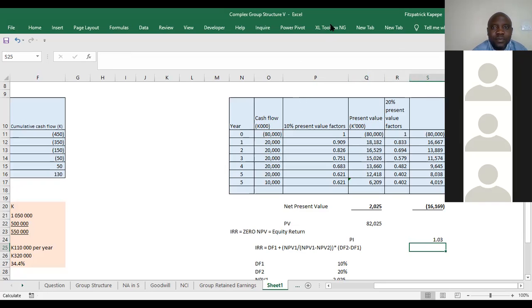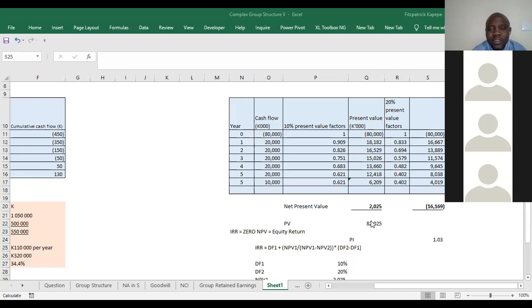Coach, how did you find that 82 again? Okay, the present value: you are adding from year 1 up to year 5, the present values. Oh, okay.